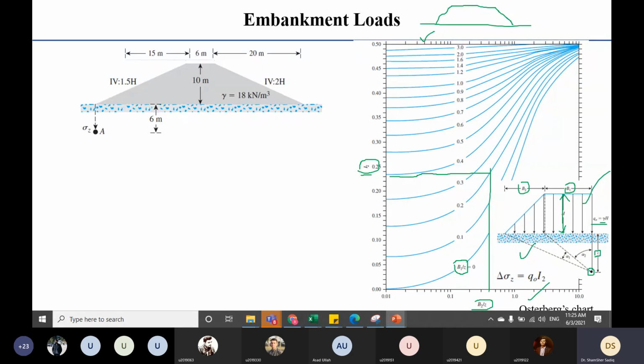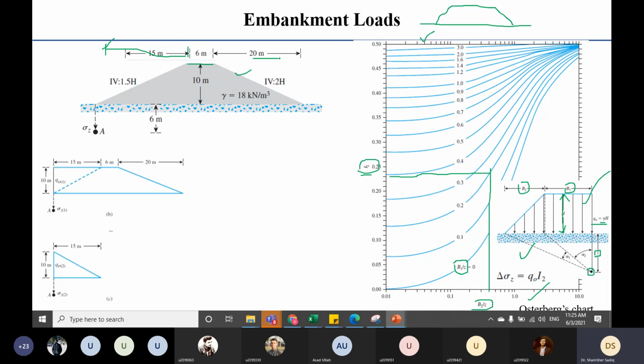Now let us see a practical example in which you are given an embankment. So see, this is the embankment. Okay, it has width B, it has one end, so this is up to here, so don't get confused. Okay, this is because of the presentation. This is 15 meter and this is 20 meter. Okay, now let us see how to solve this problem.